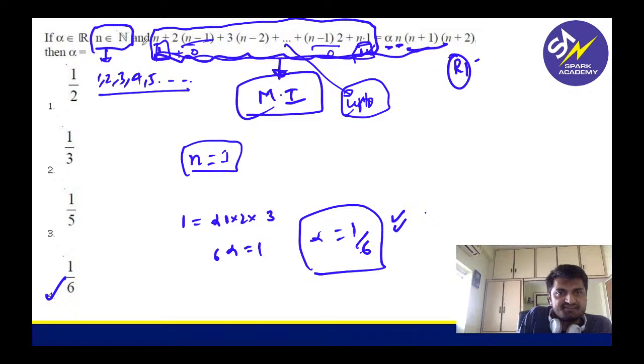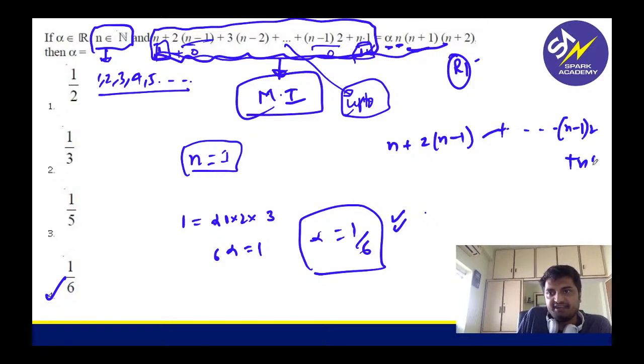See, Indranil, it's a repeating series. It's n, 2 times n minus 1, and so on up to n minus 1 into 2 plus n into 1, right? So if you give n the value 1, we have to check the last terms, right? This is the up to term. So what will happen here?